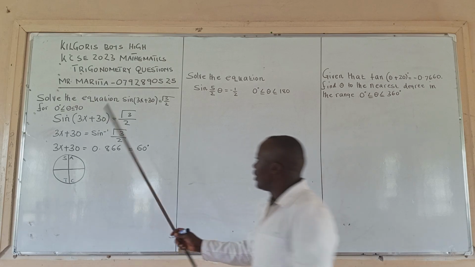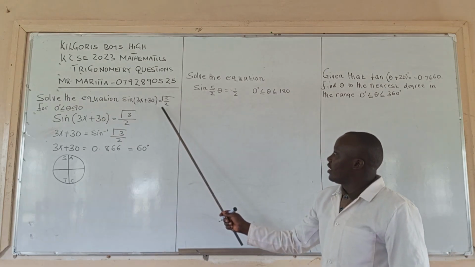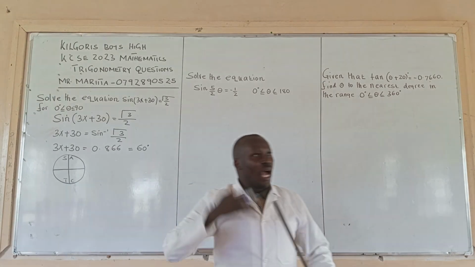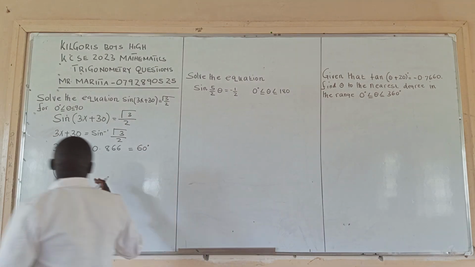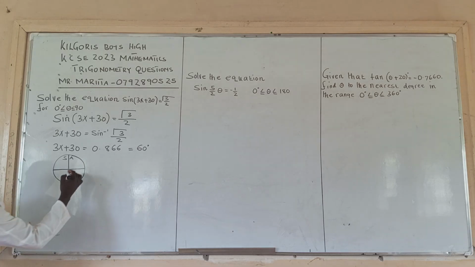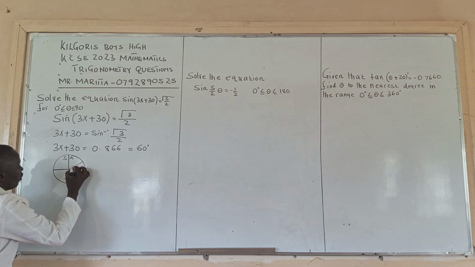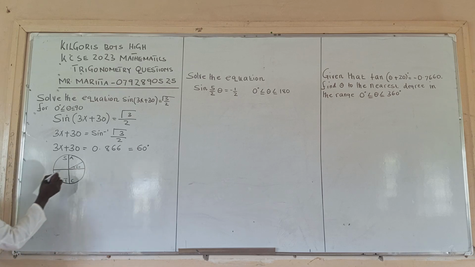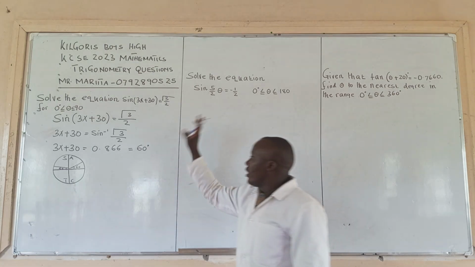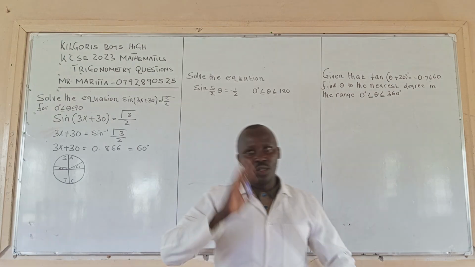So here we have sine, which is positive. Where do we have sine 60 as positive? We have it positive in the first quadrant and the second quadrant, because in the first quadrant all the trigonometric ratios are positive. So we can find this 60 in the first quadrant, and then we get it in the second quadrant. That is where sine is normally positive.